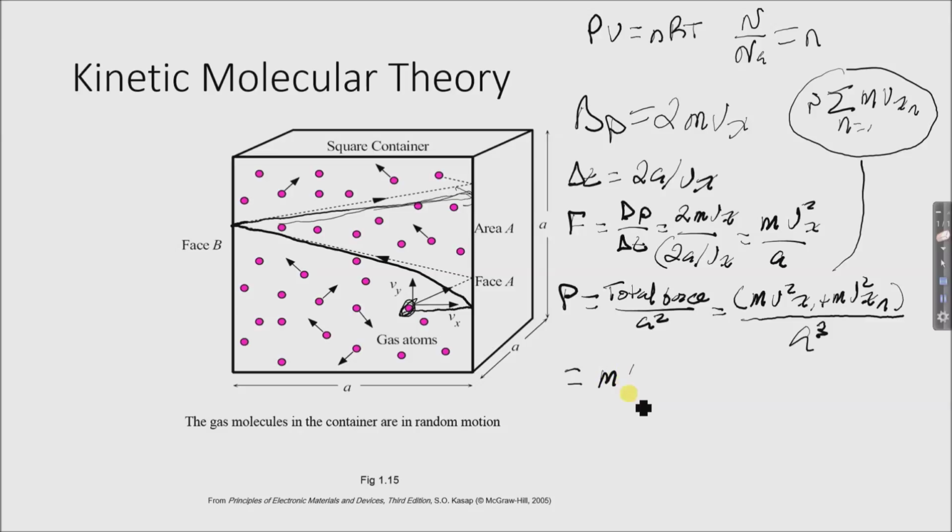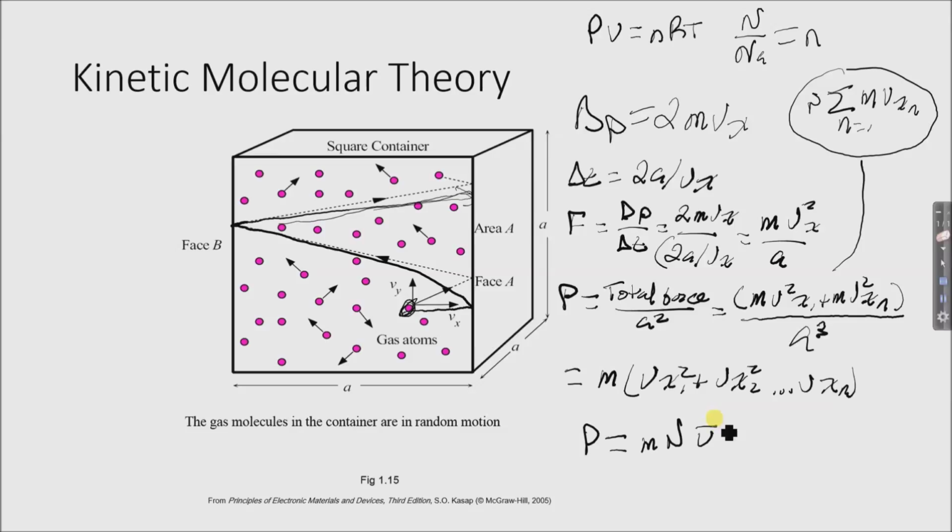mV, m factored out, Vx1 plus Vx2 dot dot dot Vxn. Okay, and so then we rewrite the equation now as P equals 2 m n, the number of molecules.